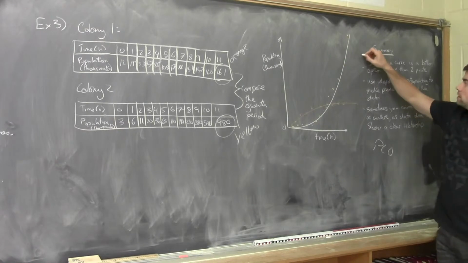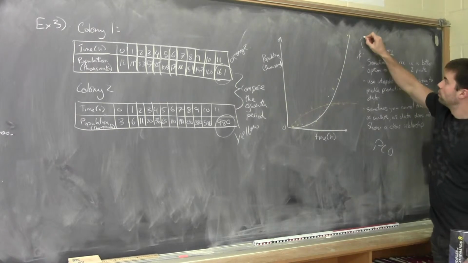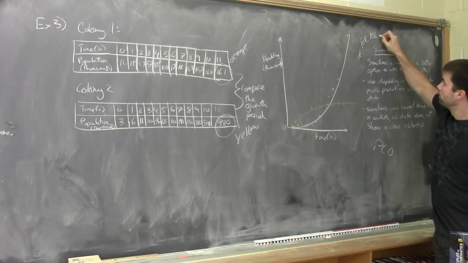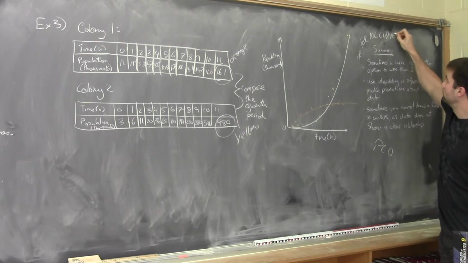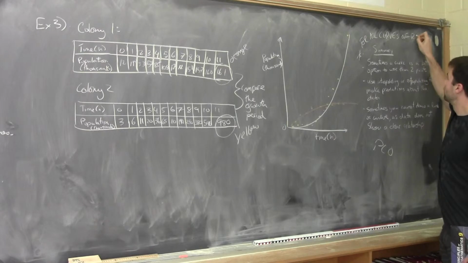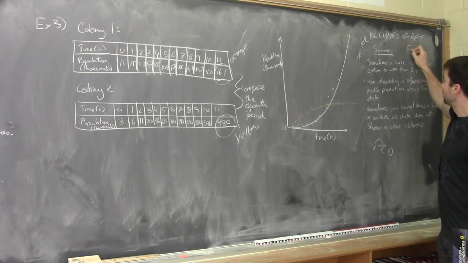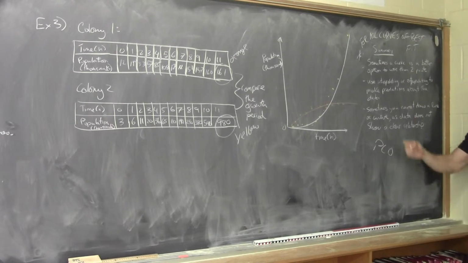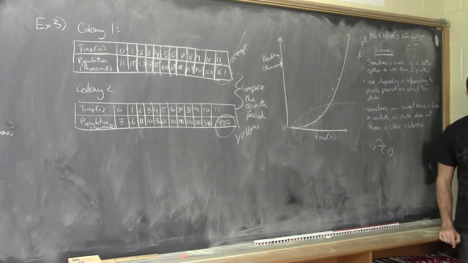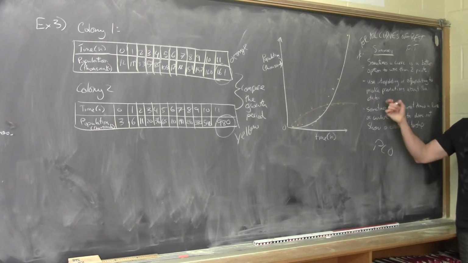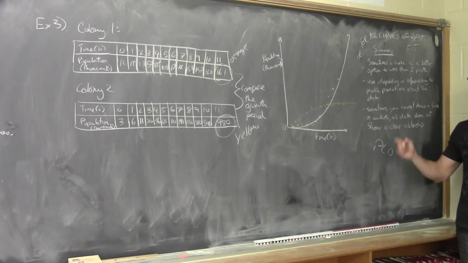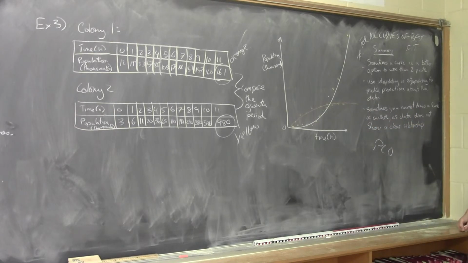All right, so just in summary, sometimes a curve is a better option to use than 2 points. So I would say that this is the case for all curves of best fit. Not sometimes, but always for curves of best fit, the graph line is better than 2 points. We can't use 2 points if it's a curve. Use interpolating or extrapolating to make predictions about the data. That's the same thing we can do with 6.2 with lines of data, but in this case we're using curves for best fit.